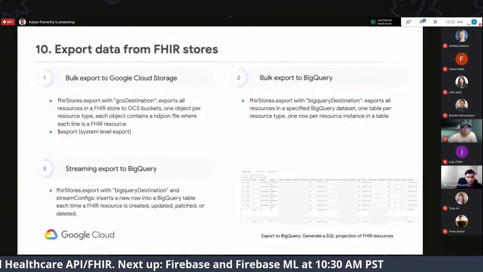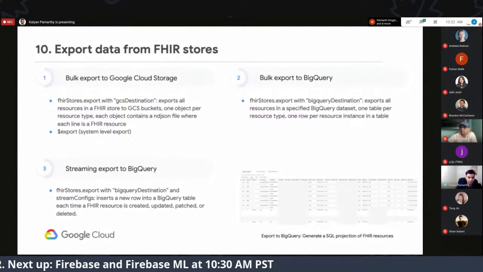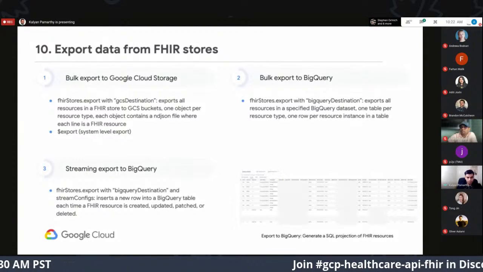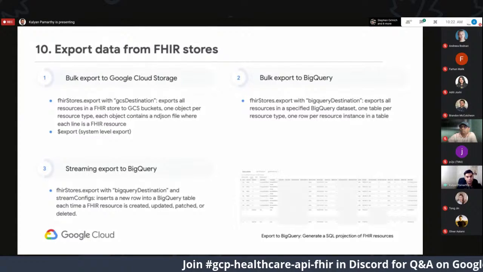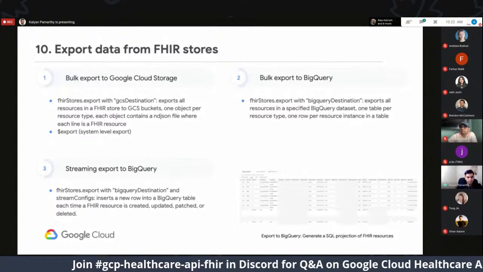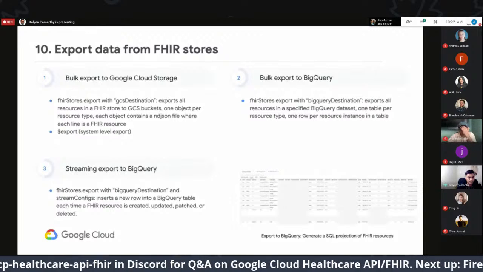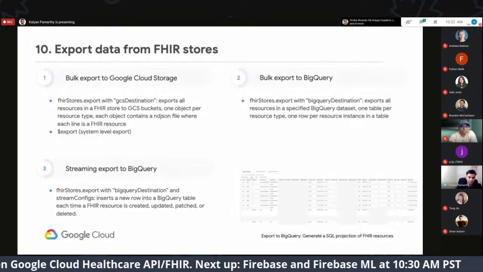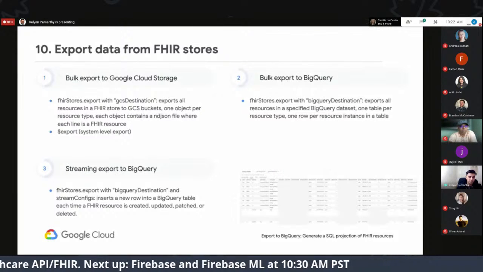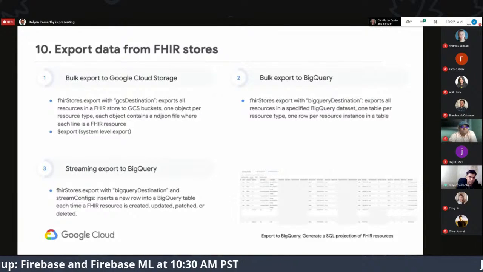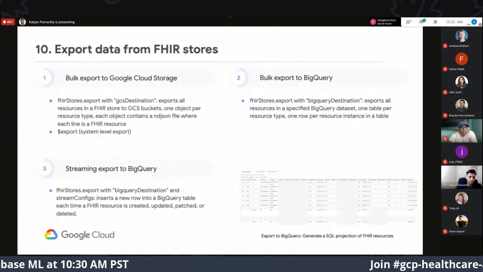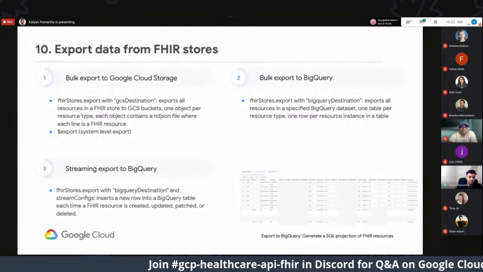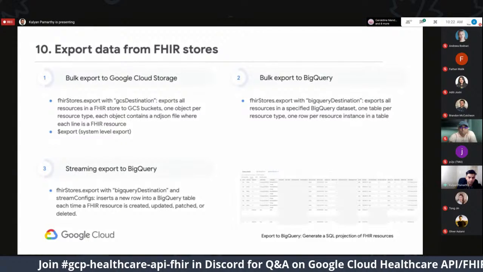And then if you're exporting data from your FHIR store for analytics purposes or sharing with other parties, like I mentioned before, you can do a bulk export of all your FHIR data into Google Cloud Storage. The output is in an NDJSON format, so it's a series of files, and you can use that to send to other systems. The more common use case is using it with BigQuery, so you can stream any of the changes that you make under the FHIR store to BigQuery, and then use that as your analytics store or for machine learning models.